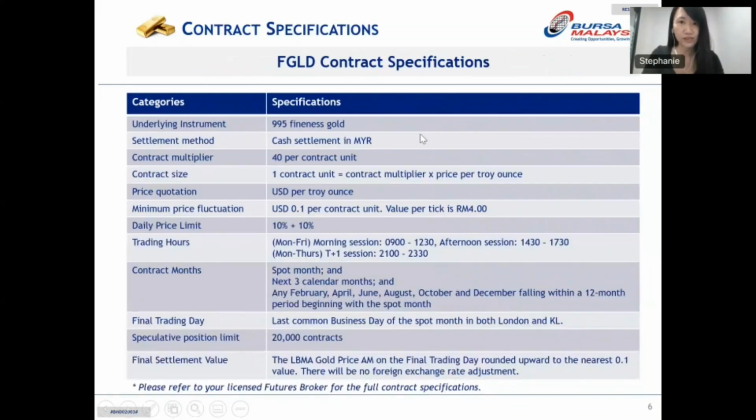So, as you can see here, this is the summarized FGLD contract specification. Besides the key changes that I mentioned earlier in the previous slides, the settlement method, contract months, and the final trading day remain the same. For the full contract specs, please refer to your licensed futures broker.